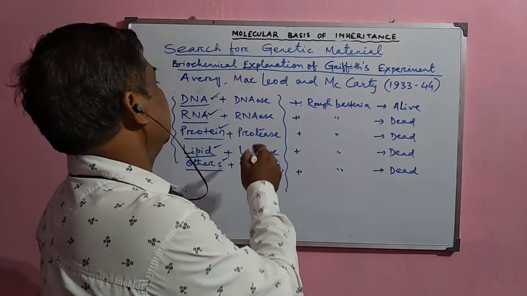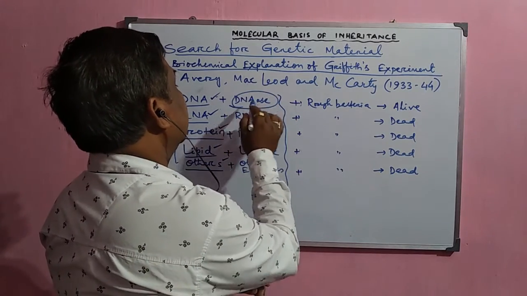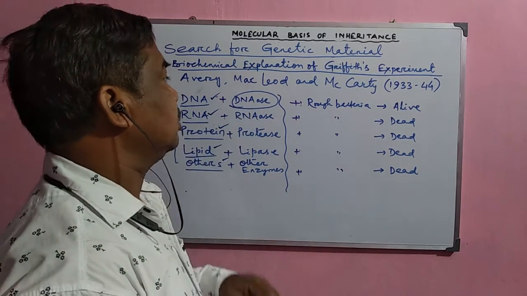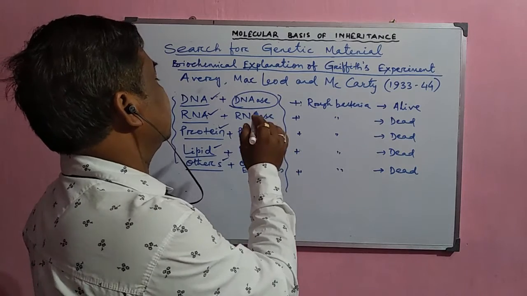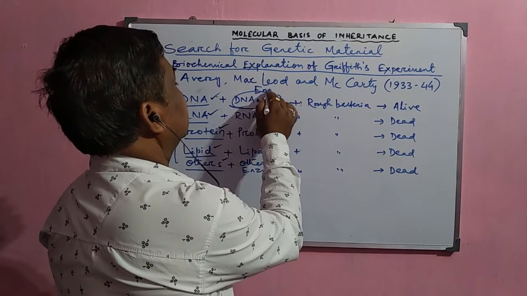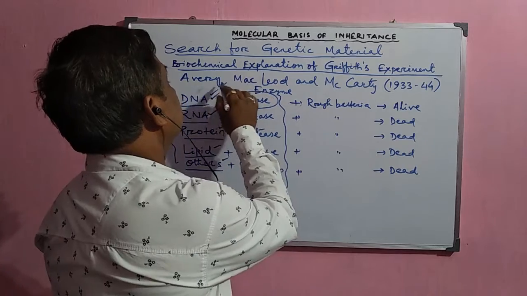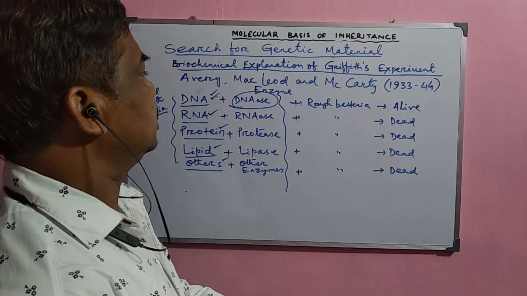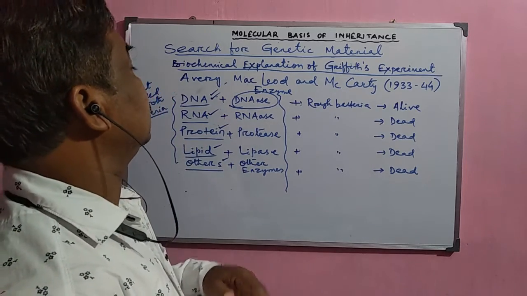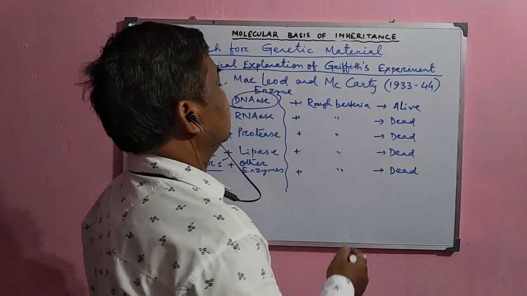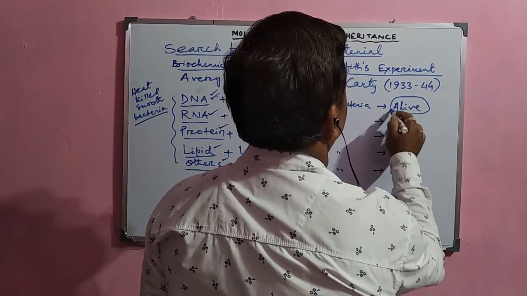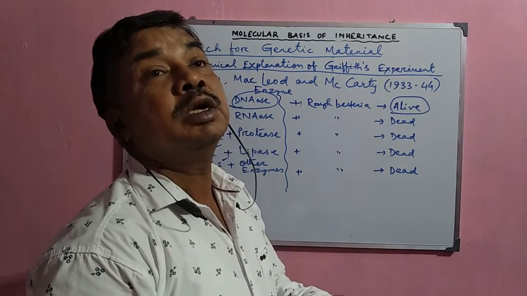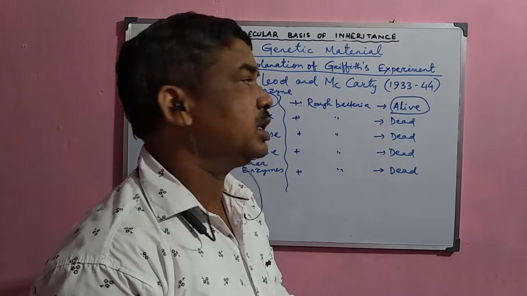First of all, they gave certain enzymes to digest these molecules. They gave the DNase enzyme. This DNase enzyme digests the DNA and denatures it, and the DNA becomes functionless. So when they added the DNase into the medium, they found that the mice were alive. That means there is no smooth strain of bacteria.